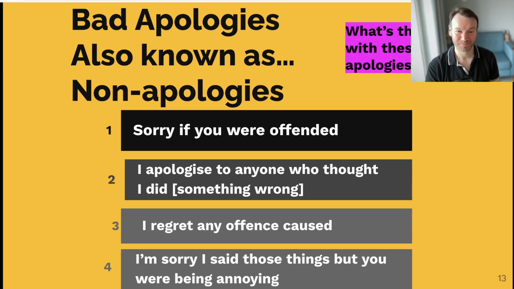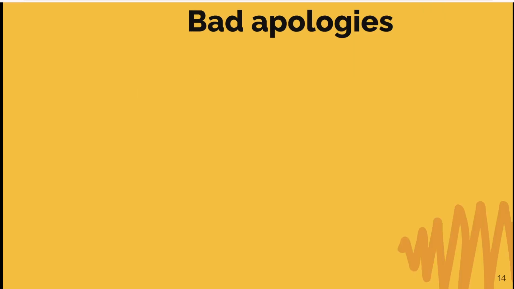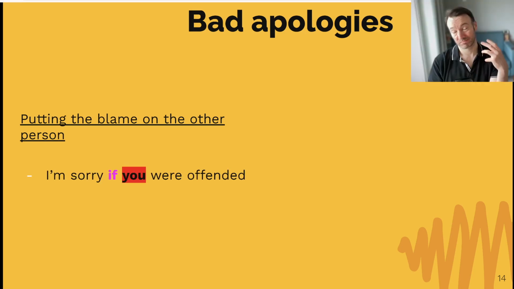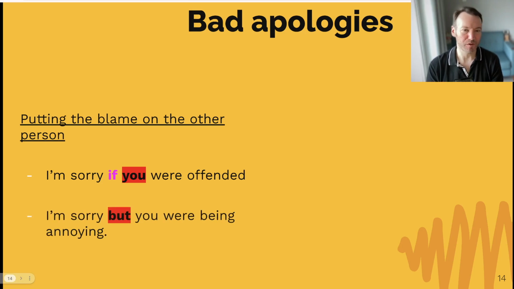Well, a lot of these apologies or non-apologies are actually putting the blame on the other person. So they are saying, "I'm sorry if you were offended." So in that case, hey, look, not my problem. You were the person who's being offended. I kind of feel bad that happened, but you know, that's on you. "I'm sorry, but you're being annoying."